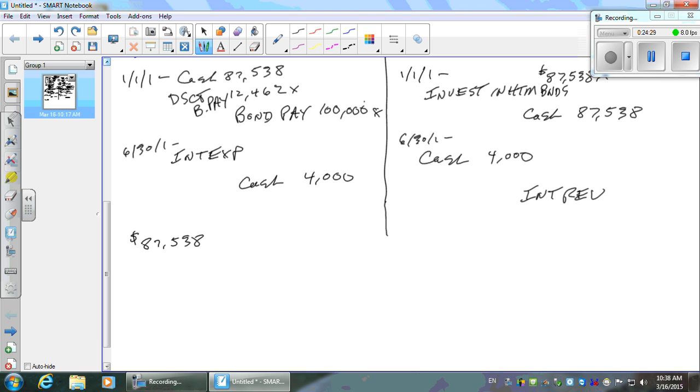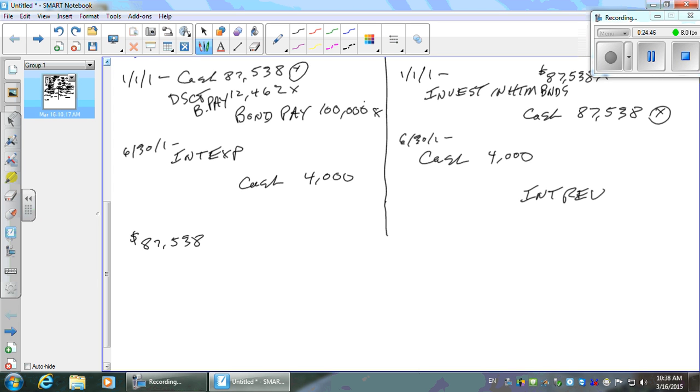But how much was borrowed? 87,538. So how much was lent? 87,538, right? It's 87,538 on both sides. Everybody agree with that? It is, isn't it? Okay? So the interest is going to be the same on both sides. That makes sense? So that makes it easier.